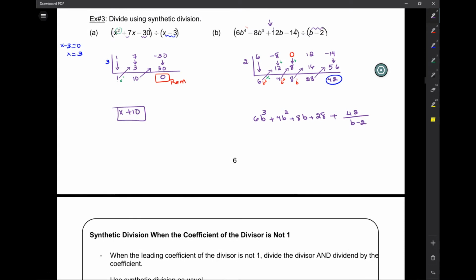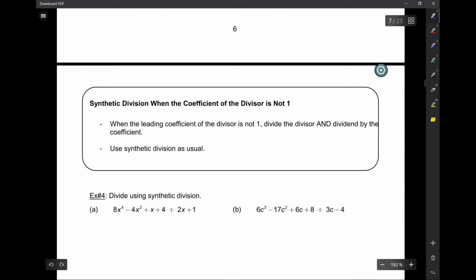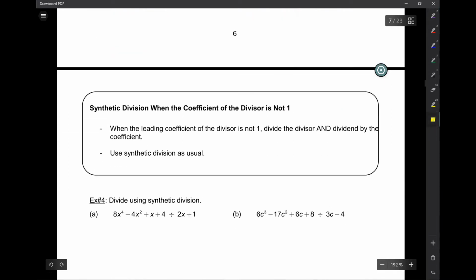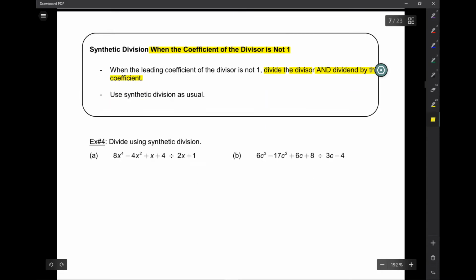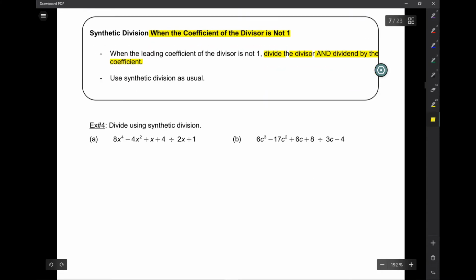Okay, so that was a simple case where this term, when we're doing synthetic division, has a coefficient of 1. Well, what if that coefficient is not 1? When the coefficient of the divisor is not 1, then what we have to do is divide the divisor and the dividend by the coefficient. And then we have to use synthetic division as normal. So let's do this one.